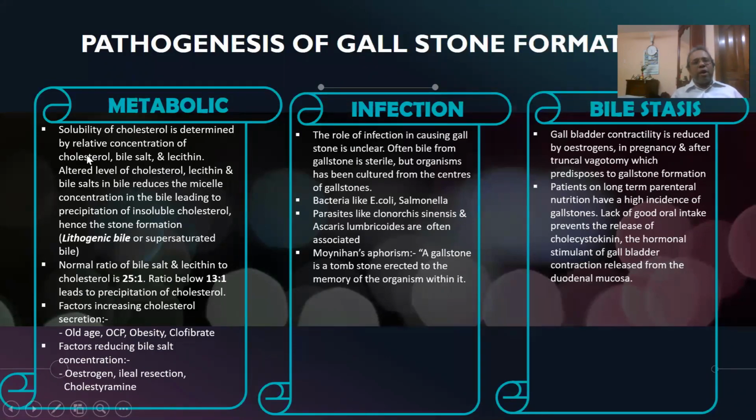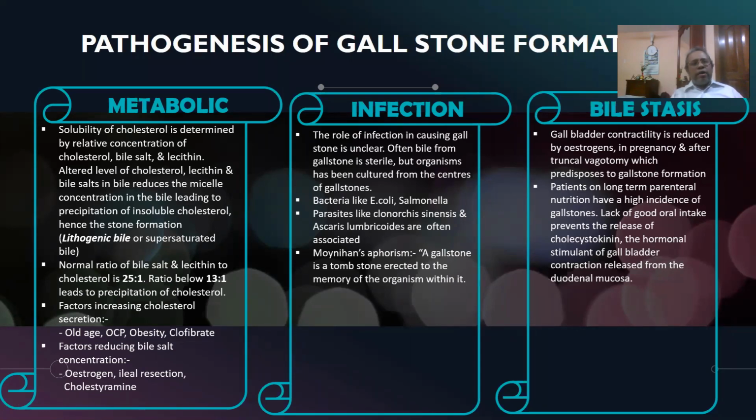So that relation must be known. Whenever the relation is altered, anything is more or anything is low, so the proportionate percentage of the composition is altered, at that time there is a chance of precipitation and formation of the stones. So altered levels of cholesterol, lecithin, and bile salts in bile reduce the micelle concentration. Those three things together form a micelle, which dissolves within the bile very smoothly.